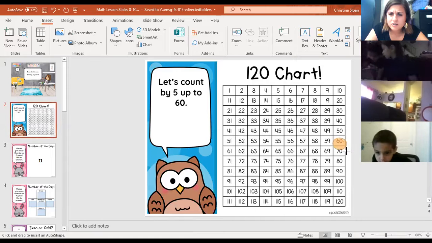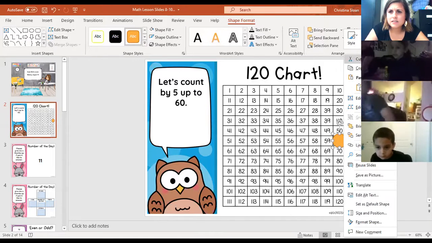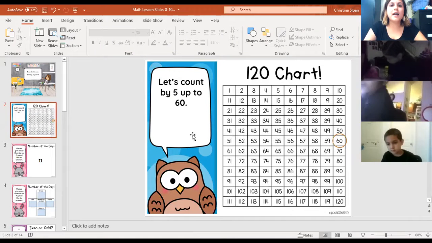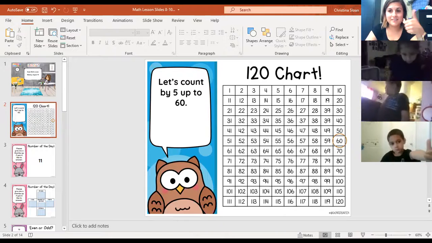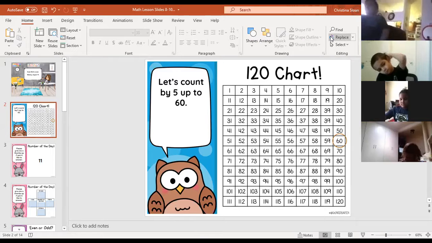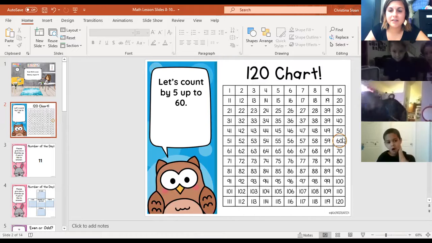So we are going to count to 60, but we're going to count by fives. Give me a thumbs up if you've ever counted by fives before. You may have done that last year. It's been a while, so if you don't remember, it's okay. We're gonna try it together. So we're gonna start with the 5 here and count all the way up to 60. So you can repeat after me now.